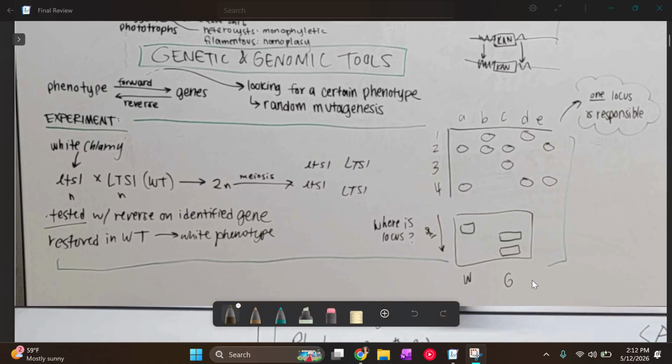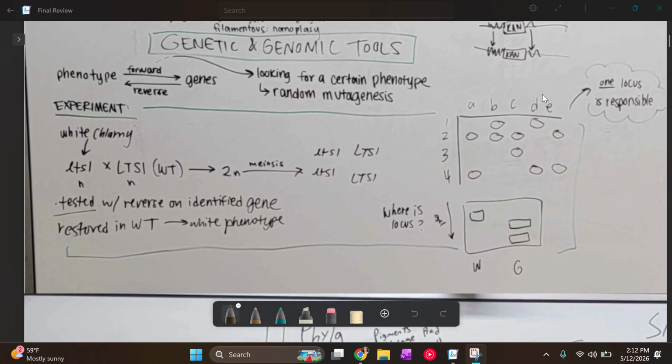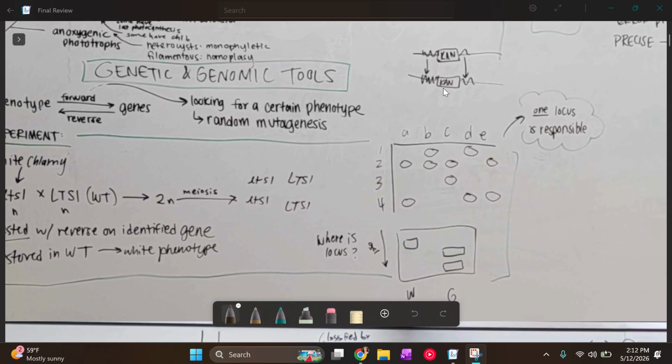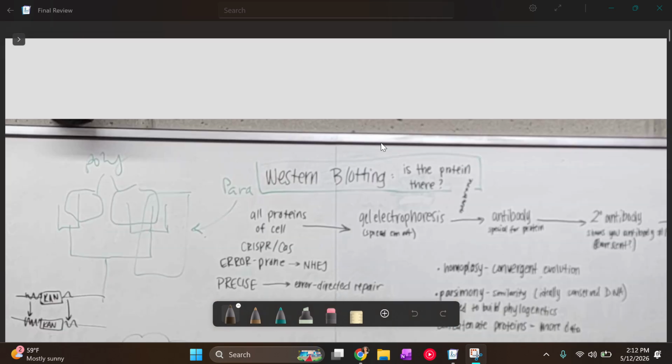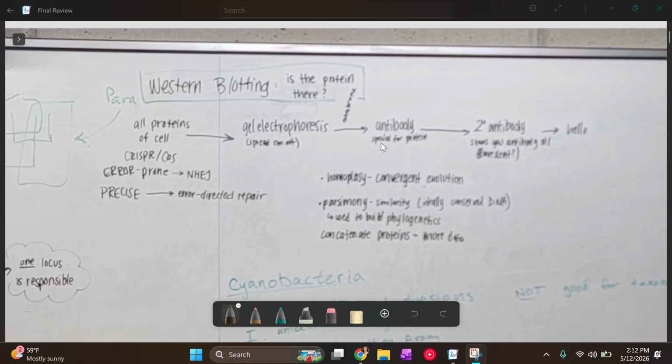Anyway, we talked a little bit about this experiment. I don't think this is going to be on the exam. It was the Chlamydomonas paper, but it's kind of just understanding experimental design. Maybe you should know Western blotting, but I don't think you should really worry about it. The idea is: is the protein there? And we can find that out by isolating the proteins.